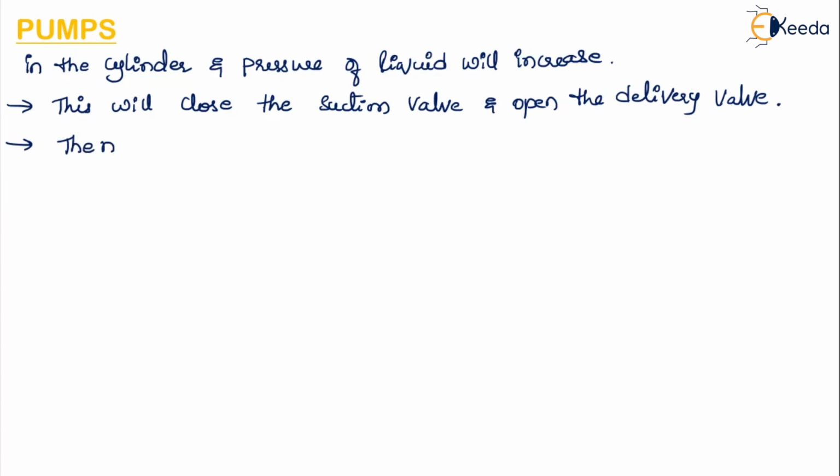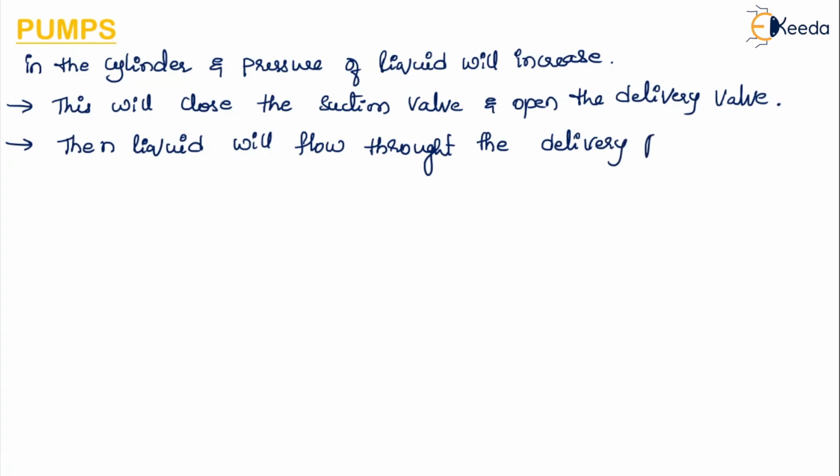So then liquid will flow through the delivery pipe and is pushed upward. Okay. Now, so piston pump is a type of reciprocating pump. Now we will discuss the centrifugal pumps.